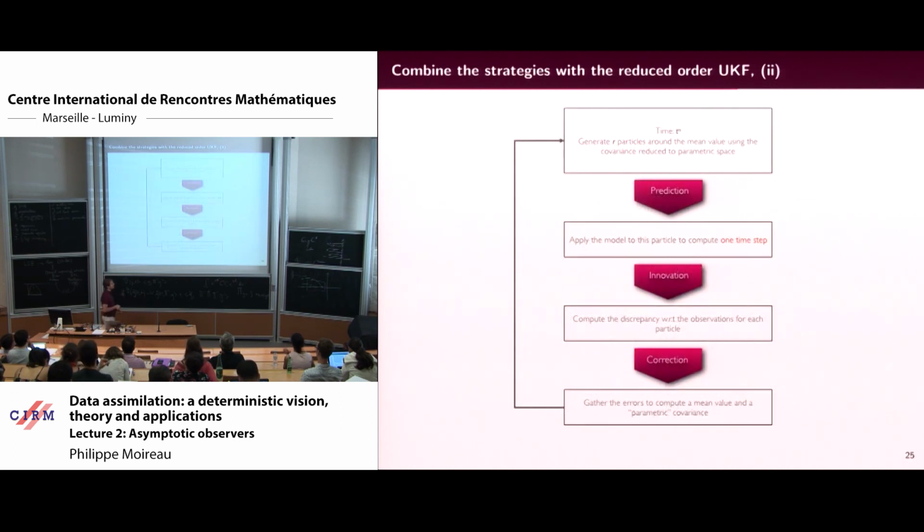Basically, the UKF version says that at every time you launch, you generate parameters, you launch the simulation for 1 time step, you combine the information, compute the Kalman gain only on the parameter space, correct, and then do it again every time step.